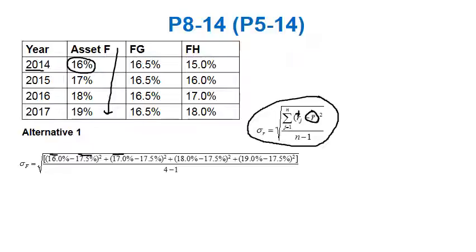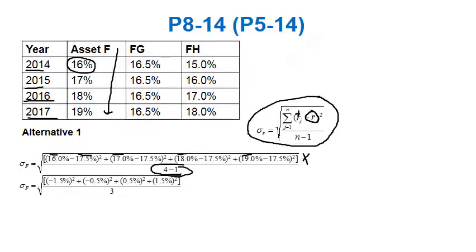So here you see 17%, and that corresponds to 2015, 18%, which corresponds to 2016, and 19% finally, which corresponds to 2017. Now it is 4 minus 1, and that is what we divide our top term, our numerator, by. Here is our denominator. Then here are the workings, a summary of the workings. That is the next step.